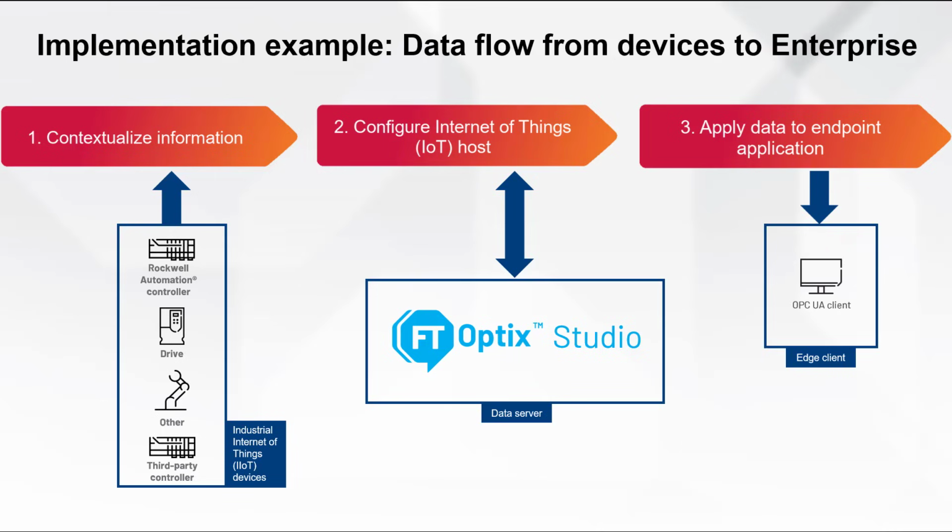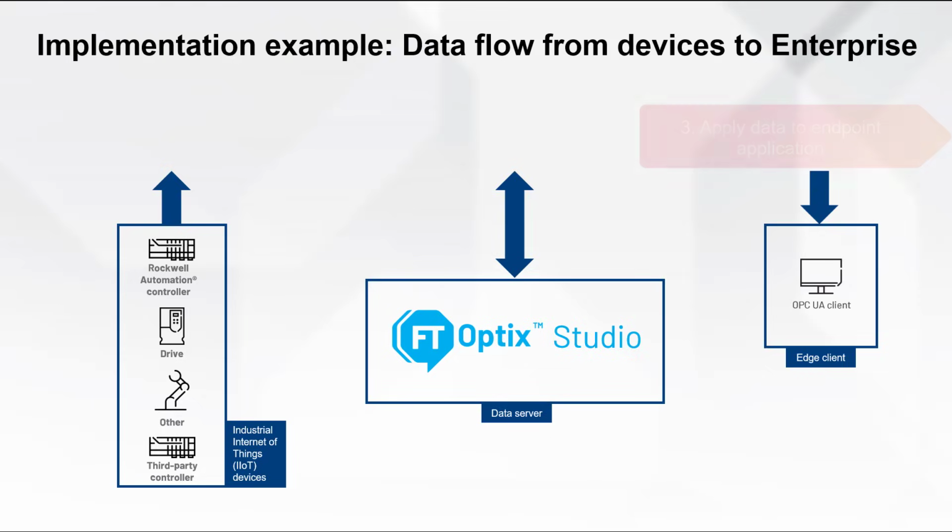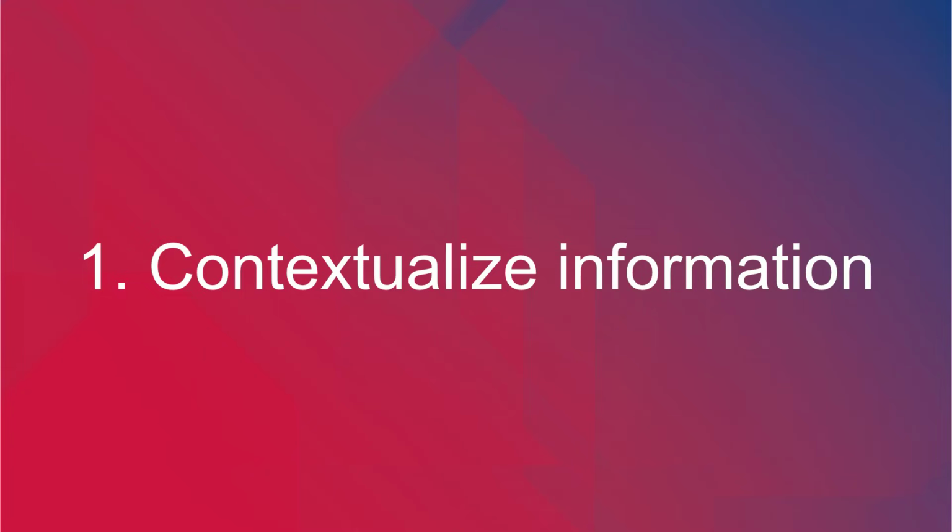Contextualize the information from one or more controllers. Set up the data server to host the required information. Then demonstrate the solution with an endpoint application. In the next example, we have the two control systems previously defined. We will show how the device tags are already named and structured in the program.